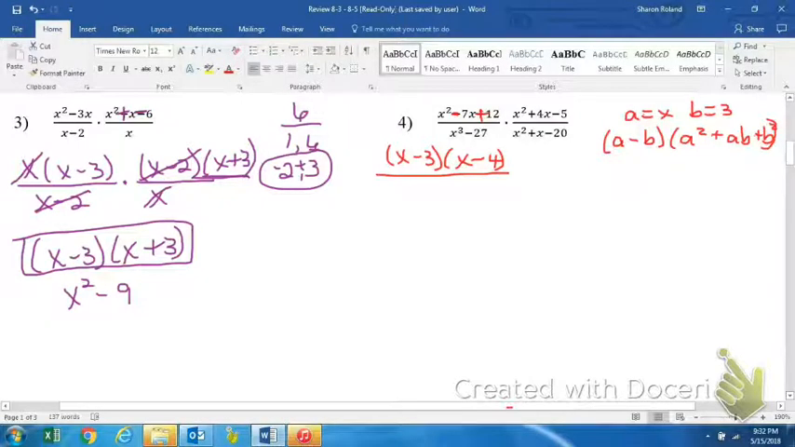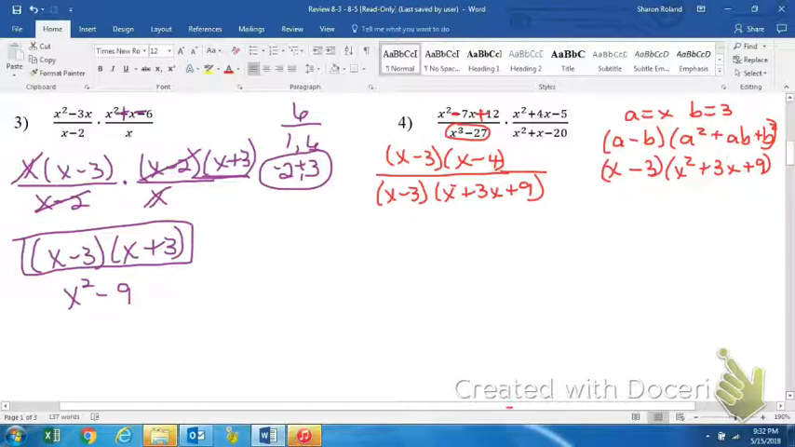And that's in parentheses. So everywhere there's an a, you put x. Everywhere there's a b, you put 3. And so that's going to be x squared plus x times 3 plus b squared is 9. Okay, so that goes in the denominator in place of this. So it's going to be x minus 3 times x squared plus 3x plus 9. And that's for the first fraction.